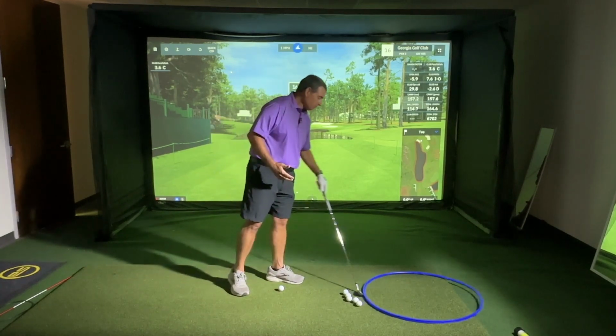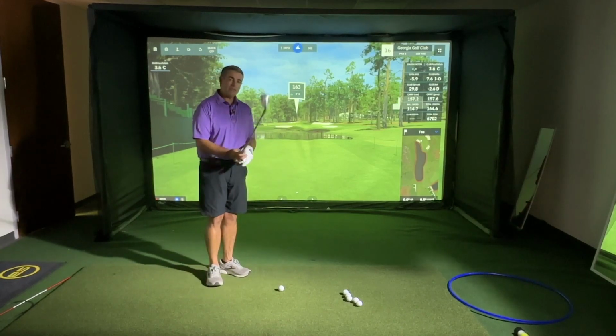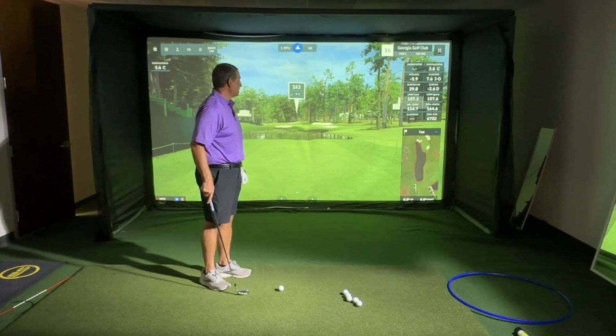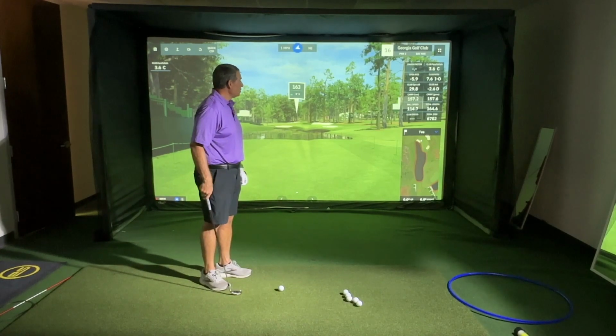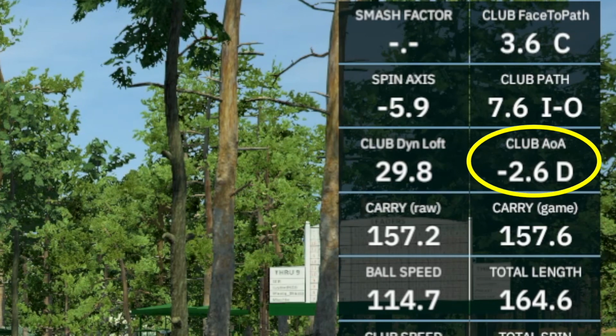Okay? So, what's the solution to this? How do we want to fix it? And what I would say is, if you've got one of these monitors, it's great. Notice on this last shot, you can see my angle of attack was down 2.6 degrees. Now, that's not a ton for an 8-iron.